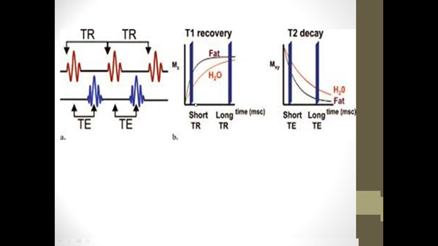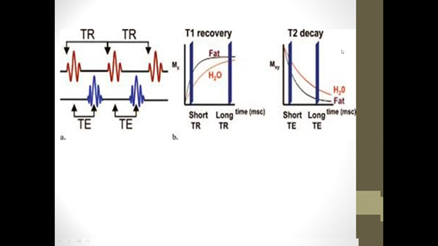Here for T1, the recovery of fat is very fast, while water takes a long time. So if we record at short TR, you will get good contrast between fat and water, but if we select long TR, you will get poor contrast between fat and water. That's the reason why we are using short TR for T1 weighted image, and short TE as well.